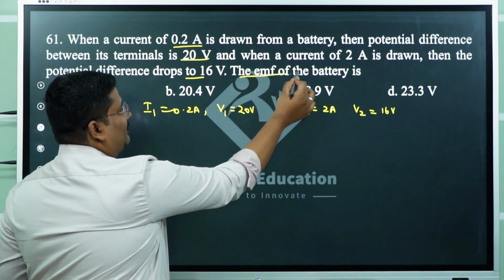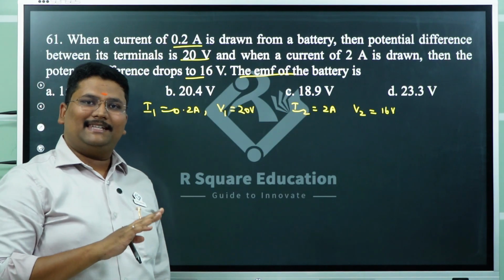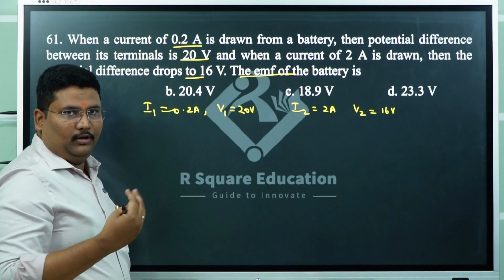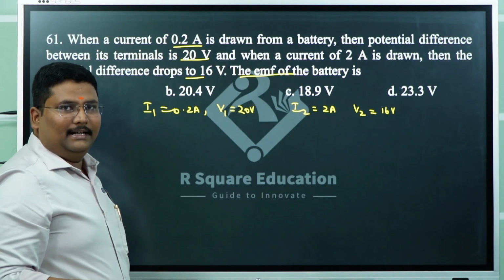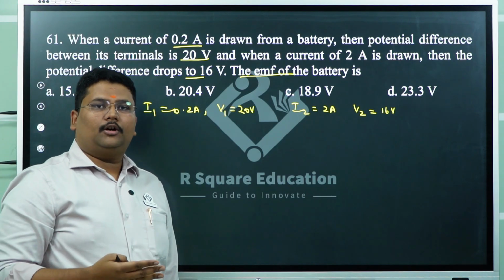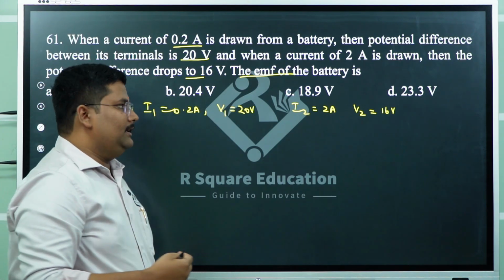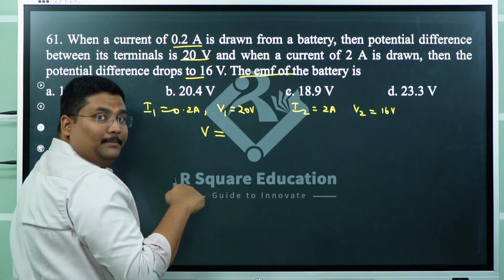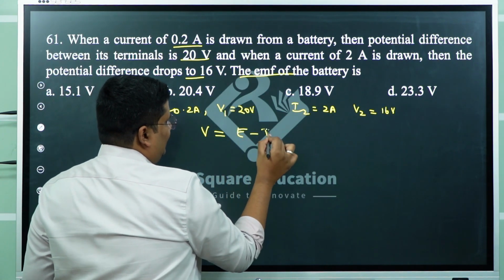So they are asking us to find the EMF of the battery. They didn't change the battery, so it's going to remain the same. According to this, the battery is going to release some current, which means the load is going to draw some current, right? So we know according to the discharging case of a cell that the terminal voltage will be V is equal to E minus Ir.